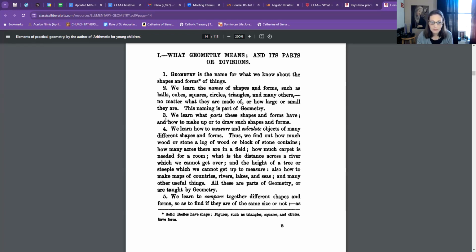Now, number 3. We learn what parts these shapes and forms have and how to make up or draw such shapes and forms. So not only do we learn the shapes' and forms' names, we're also going to learn the parts that they're made of, and we're going to learn how to draw them.